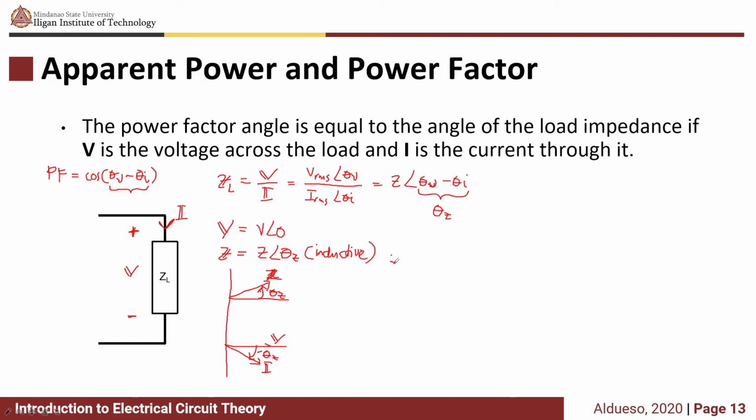Now for the second case, we have a capacitive load, Z angle of negative theta Z, and plotting them in the phasor diagram, this is our Z angle of negative theta Z. This is our voltage. The current leads the voltage at the angle of positive theta Z.